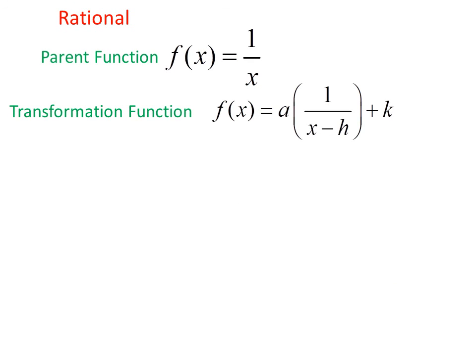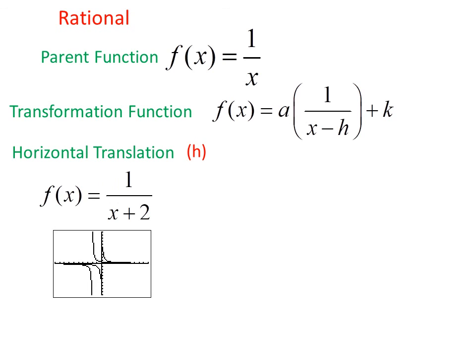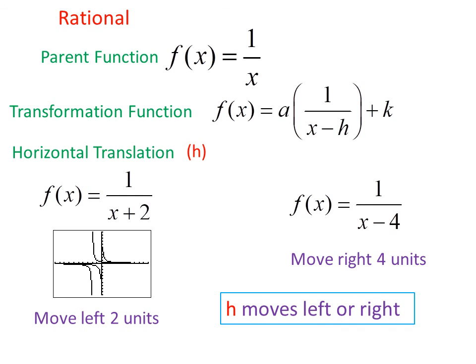Here's our rational function. These ones do look a little bit different. We have a times 1 over x minus h, plus k. Just recall that you can see that h is in the fraction. It's not outside of that. It's always in that parentheses with the x. H is my horizontal translation, moving that graph left or right. So as you can see here, 1 over x plus 2 would move the entire graph to the left 2 units. Or this next 1 over x minus 4 would move us 4 units to the right.